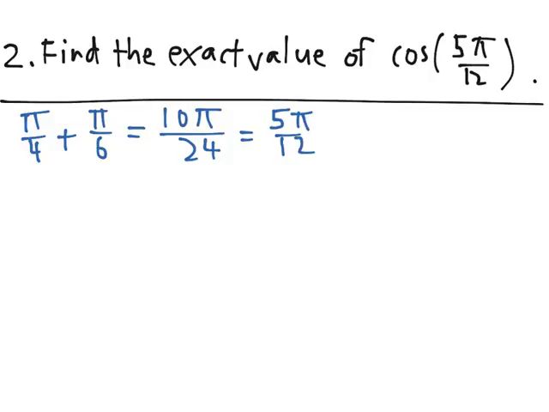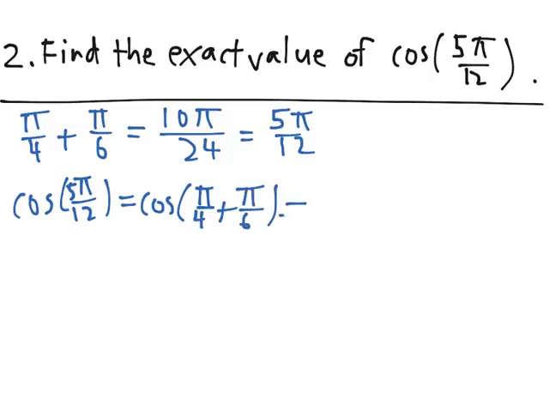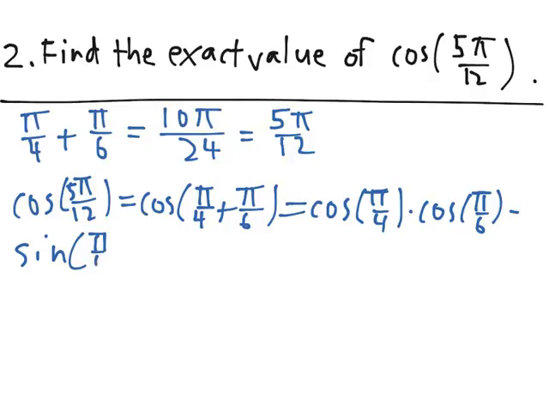Now that we've written 5 pi over 12 in terms of pi over 4 and pi over 6, whose sine and cosine we already know, we can use the cosine addition formula to calculate cosine of 5 pi over 12. So cosine 5 pi over 12 is equal to cosine pi over 4 plus pi over 6, which equals cosine pi over 4 times cosine of pi over 6 minus sine of pi over 4 times sine of pi over 6.